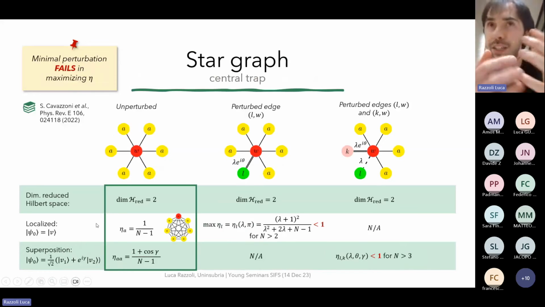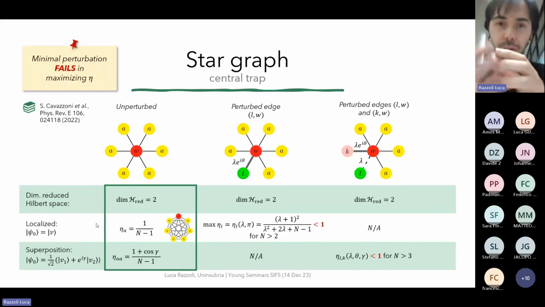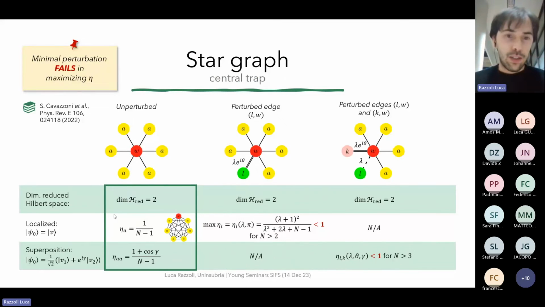However, this approach doesn't always work, as in the case of the star graph, where the trap is the central vertex. We see that in this case, even if we perturb one or two edges, the reduced Hilbert space is always dimension 2, and we are not able to achieve unit transport efficiency.